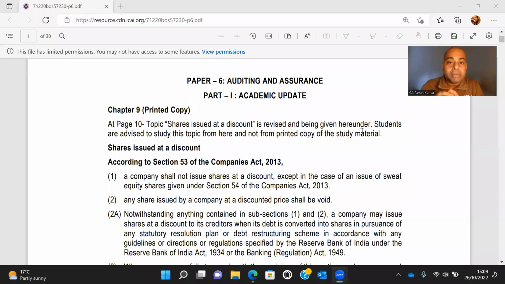We are having back-to-back revision classes and today we are going to discuss Paper 6, Auditing and Assurance. The document you can see on the screen is ICAI's revision test paper, RTP, for November 22.